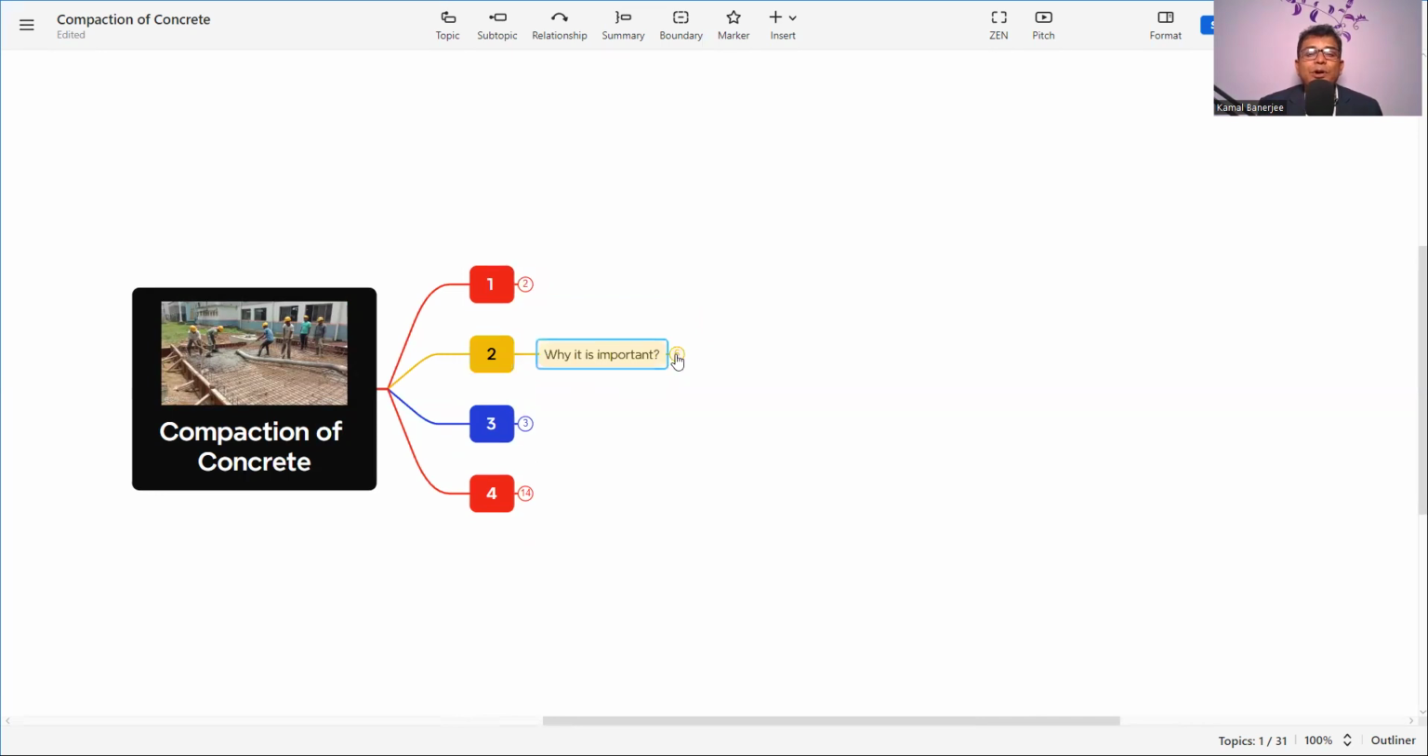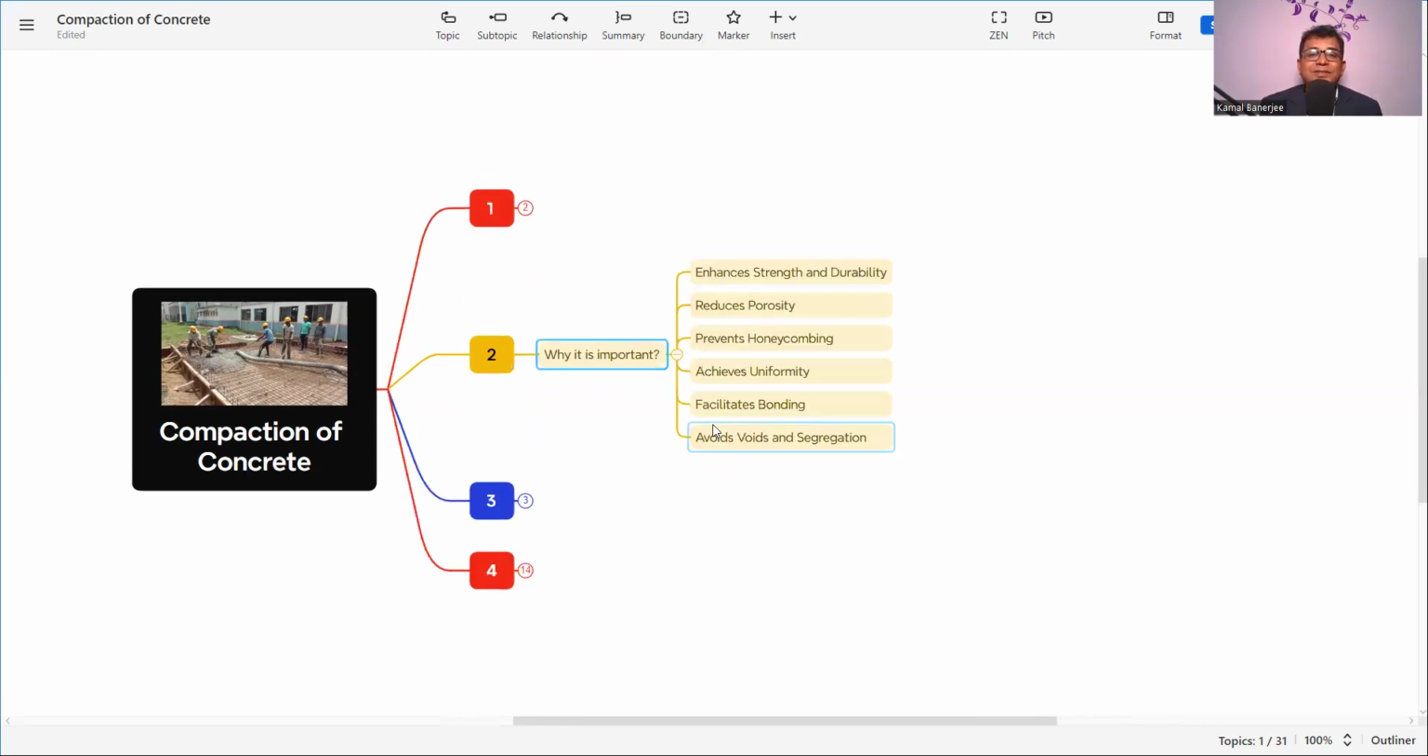And why is it important? Already we have discussed enhanced strength and durability. Suppose inside the concrete, voids are there. Then it will not be dense, and when we measure, it will not achieve that much strength. There is a durability concern also, because through that air gap, harmful chemicals, that is chloride, sulfate, and moisture will penetrate inside the concrete. If they penetrate, this is a concern for the durability or lifespan.